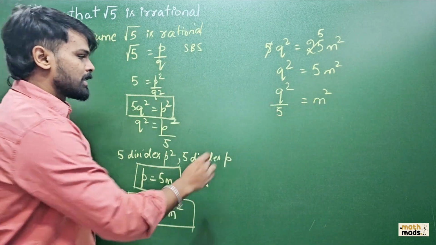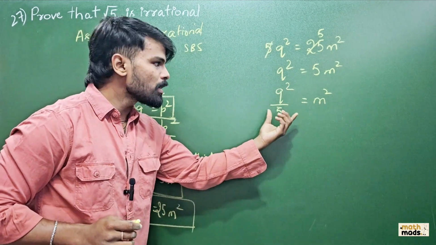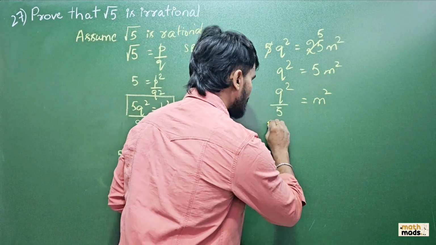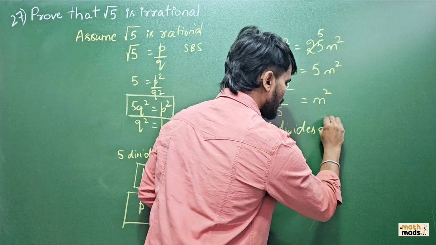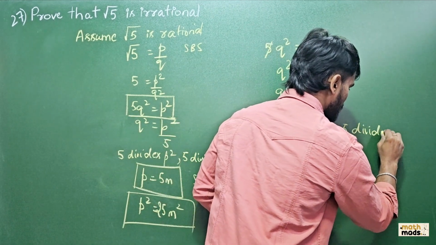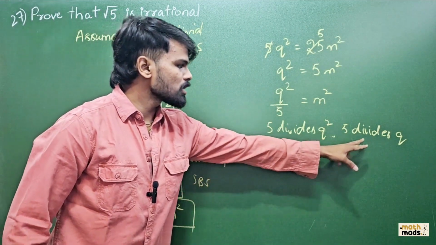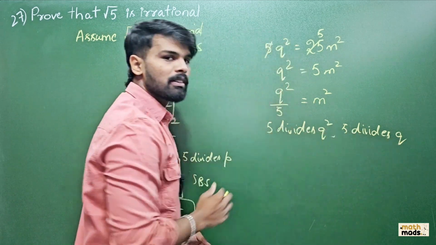Now, just observe this part here. Q square divided by 5. The same way you got P square divided by 5, you are getting Q square divided by 5. So what is the meaning of this? I can write again 5 divides Q square, which means that 5 divides Q as well. Right? 5 divides Q square, meaning I can represent Q as a multiple of 5.